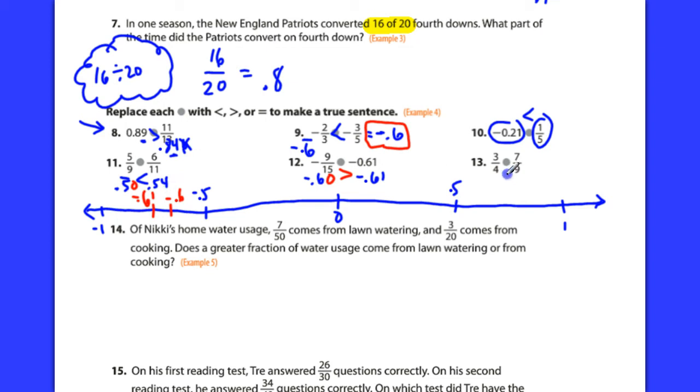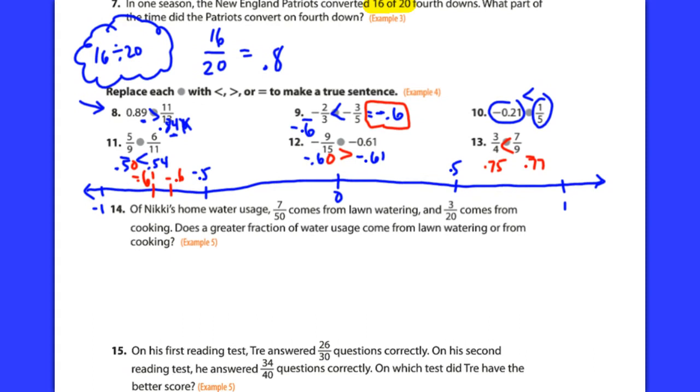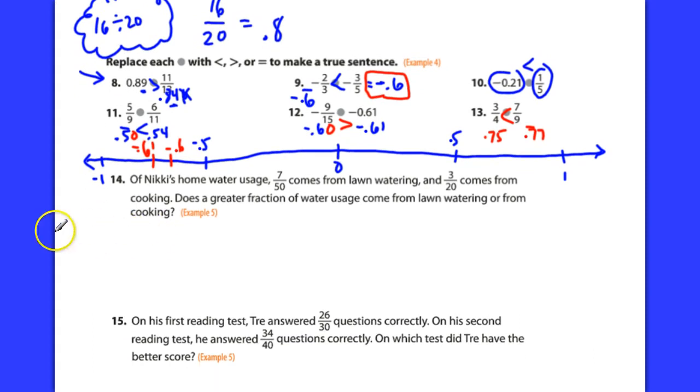And then number 13, what you come up with there is that's 0.75. 7/9 is 0.7 repeating. So that's like 0.77. Okay, so that would be less than right there, because 0.75 is less than 0.77 right there. Hopefully that helps coach you through that section right there.